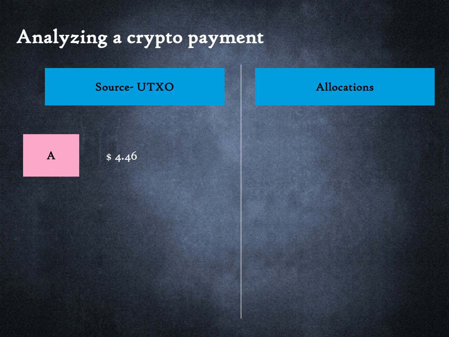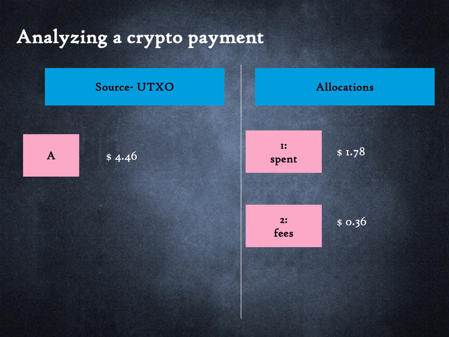We can now compare the UTXO on the left with its allocations on the right. Part 1 was sent to the recipient. Part 2 was the fees that I paid. Part 3 was the change I got back. The allocations match the UTXO, with a small 1 penny rounding error on the Block Explorer view that we saw previously. In Bitcoin payments, the UTXO and its allocations always match. Next, we will look at the fees that we paid.